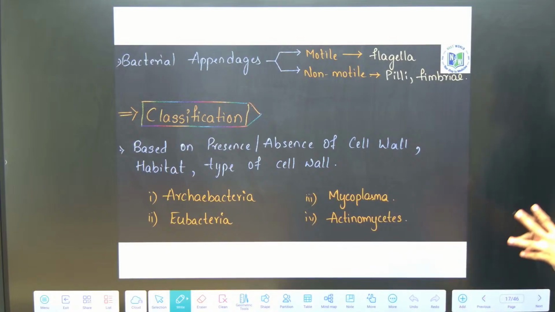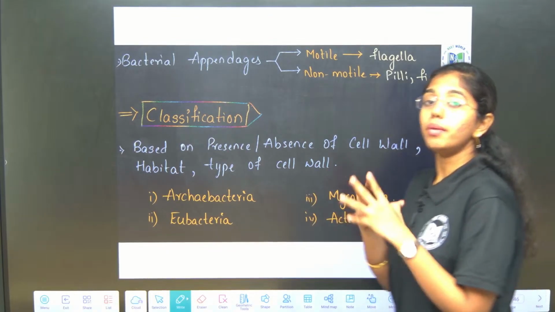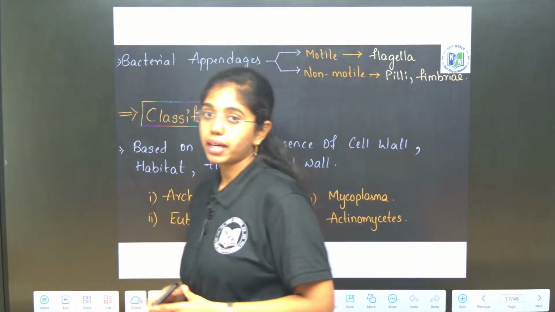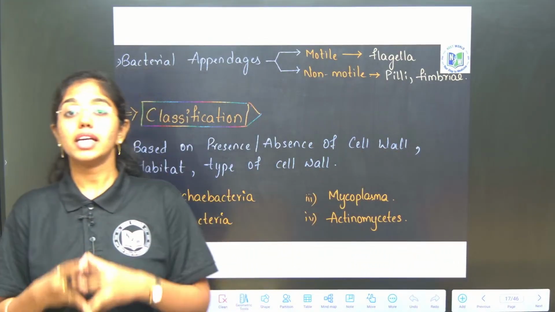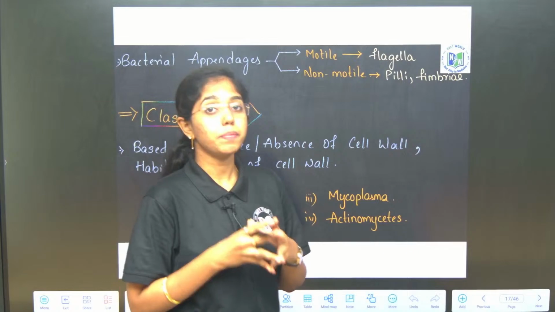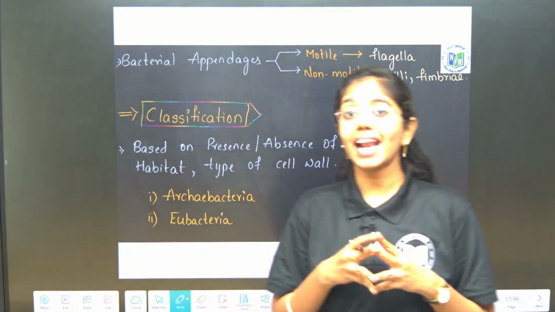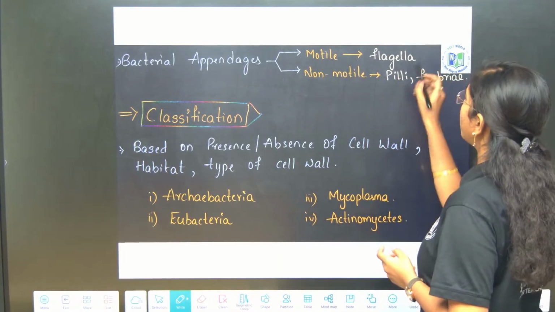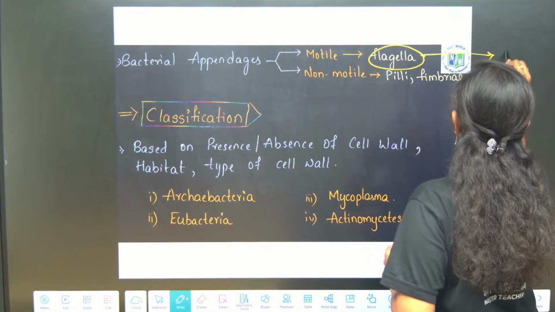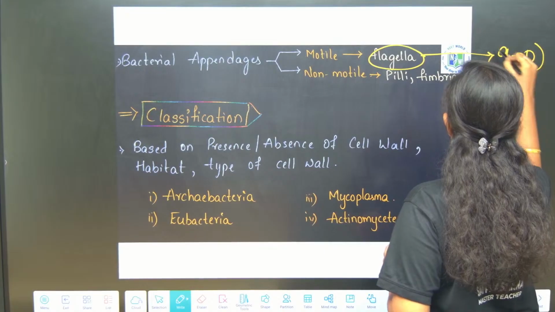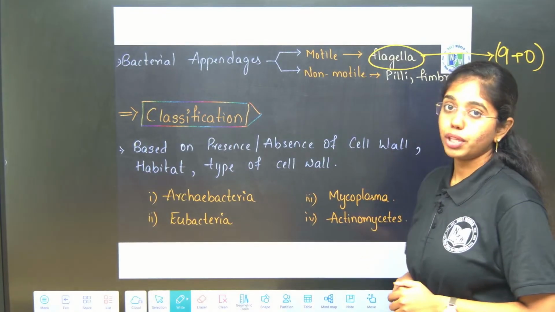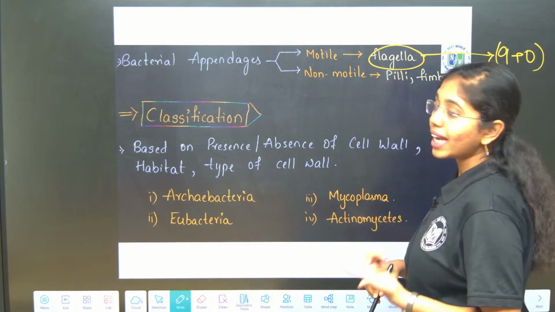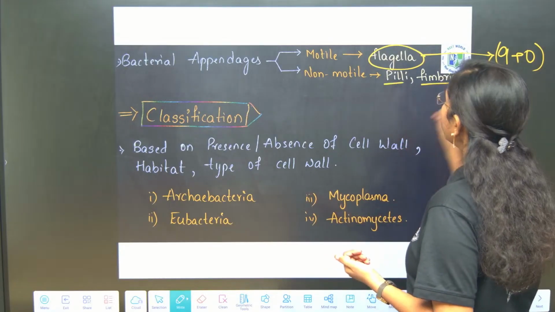Next is bacterial appendages. As I told you, the only motile structures in the bacteria are flagella. It is made up of flagellin protein, and the microtubular arrangement is also important for you. Microtubular arrangement of flagella will be 9+0. Non-motile structures include pili and fimbriae.